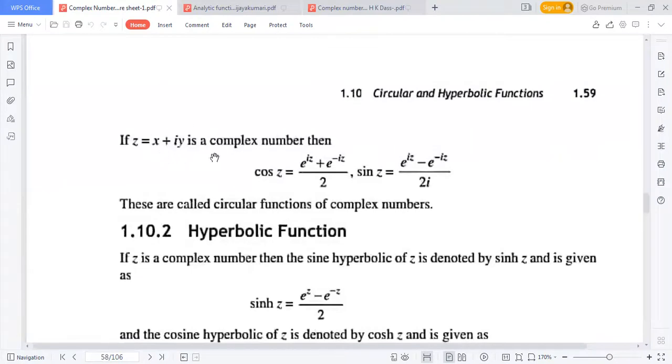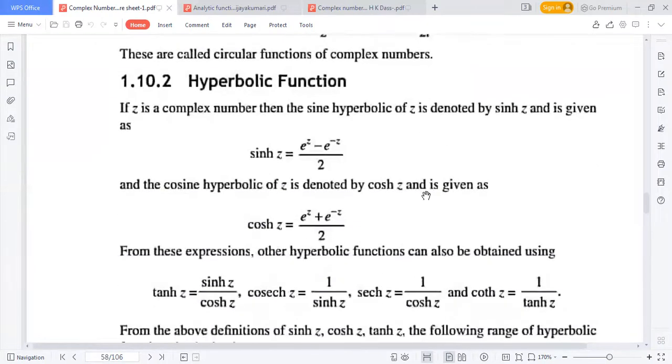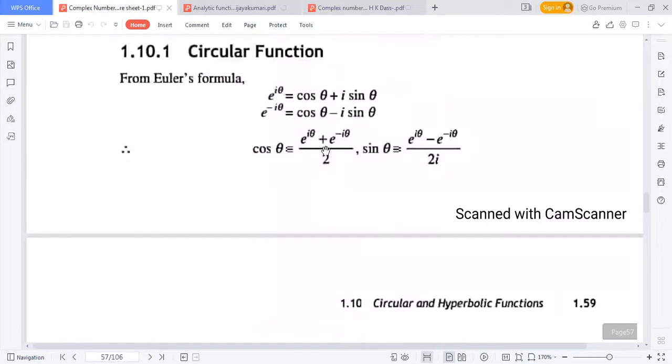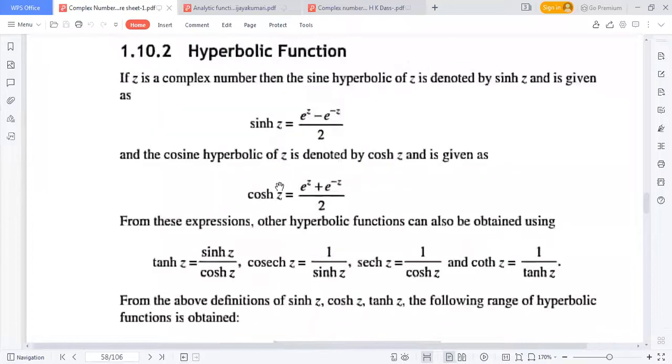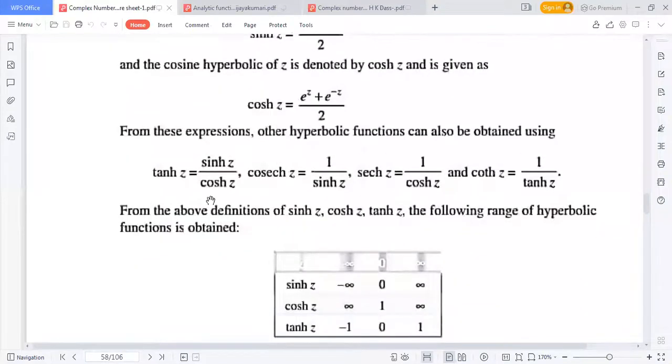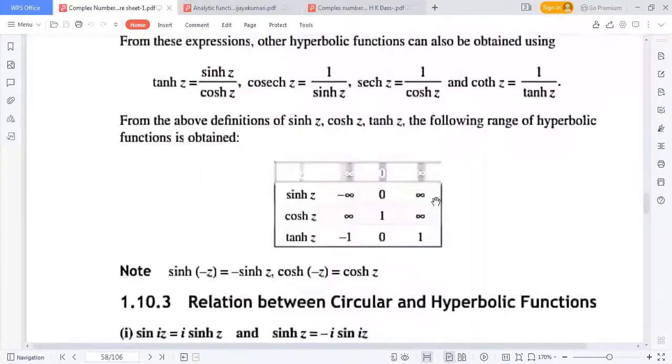If z is the complex number x plus iy, then we can write it in this way. And these are called circular functions of a complex number. Now what will be the hyperbolic function? If z is a complex number, then the sine hyperbolic of z, denoted by sinh z, is given by sinh z equals e to the power z minus e to the power minus z divided by 2. But here the imaginary number i is absent, whereas in the circular function i is present. Remember it. So cosh z will be just plus, sine will be minus. Tan will be sine by cos, and cosec will be 1 by sine, this way.